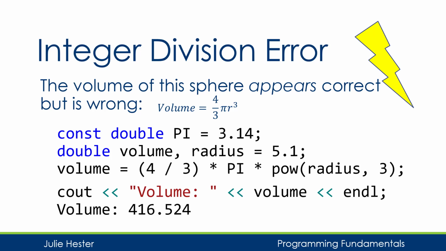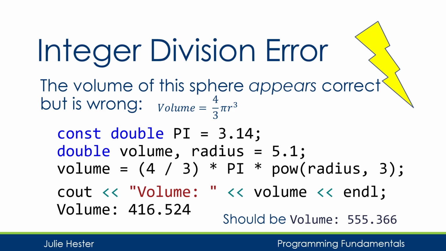Now this is not a calculation that I'm just going to easily do in my head, so I could look at that result and think it's fine. But it's not the correct answer. The volume should be 555.366. That's the correct answer. So what's going on here?